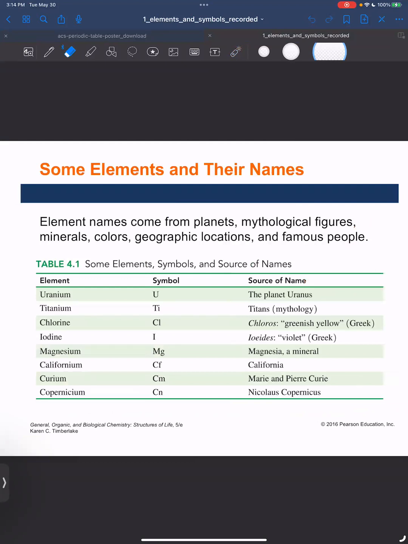Now, the names of all the elements come from planets, mythological figures, minerals, colors, geographic locations, and even famous people. As you can see here, uranium, which has the symbol U, comes from the planet Uranus. Californium, which has the chemical symbol Cf, is named after California. And curium, which has the symbol Cm, is named after Marie and Pierre Curie.